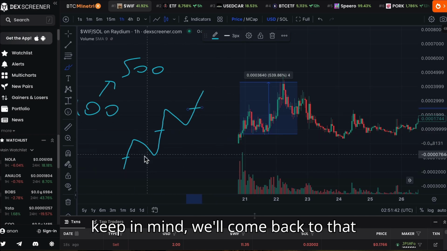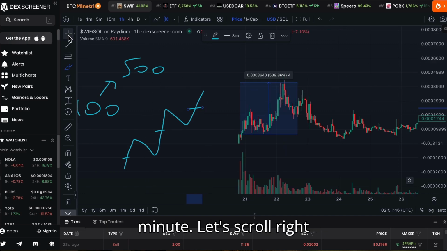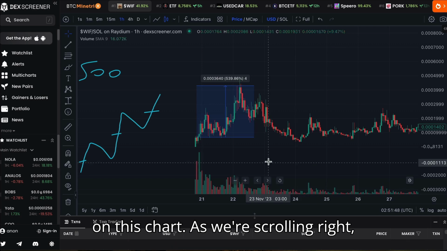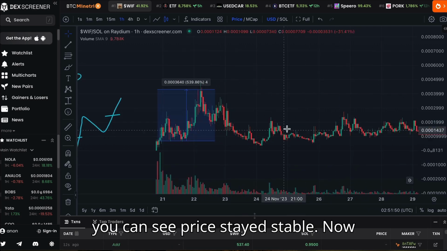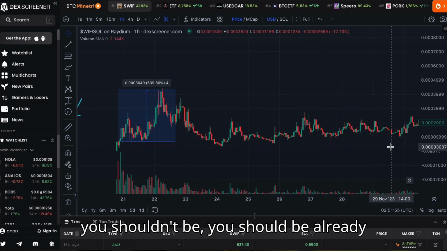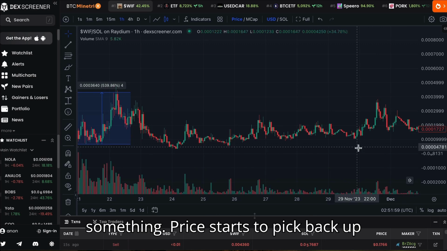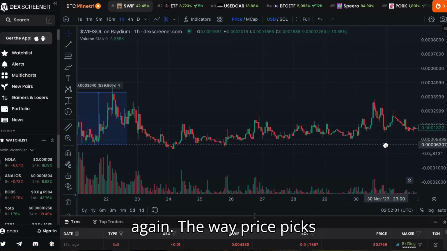So something to keep in mind, we'll come back to that when we look at live new pairs in just a minute. Let's scroll right on this chart. As we're scrolling right, you can see price stayed stable. Now here, I wouldn't be involved in this, and you shouldn't be. You should be already out of it. But let's say you notice something. Price starts to pick back up again.